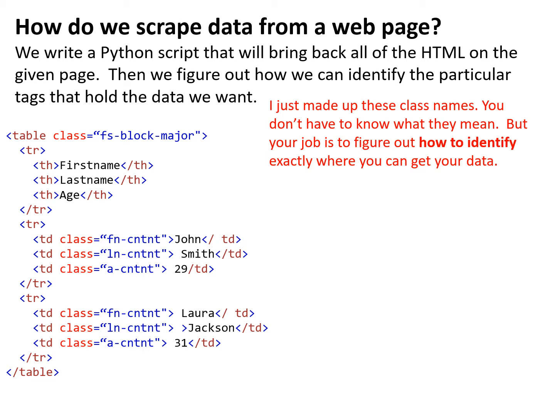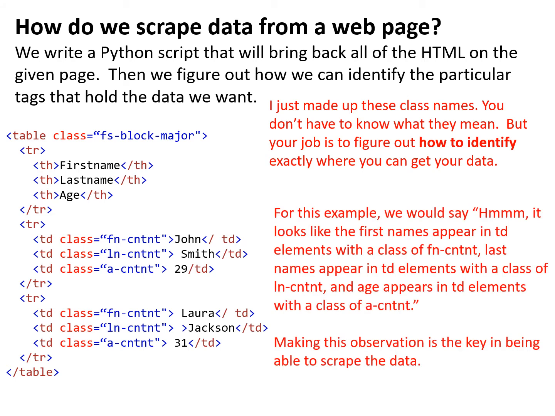Again, I just made these up, so that's what I had intended, for FN to stand for first name and LN to stand for last name. A doesn't seem to stand, oh yeah, that would be age. If that says age is 29, then A probably stands for age. Anyway, notice then the next line, we have those same classes: FN for first name, LN for last name, and A for age.